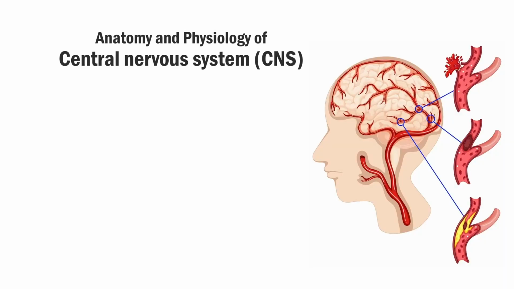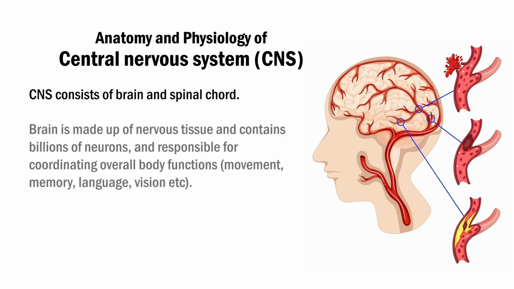In this section, we will discuss the anatomy and physiology of the central nervous system. The central nervous system consists of the brain and spinal cord. The brain is made up of nervous tissue, contains billions of neurons and is responsible for coordinating overall body functions. Examples: movement, memory, language, vision, etc.